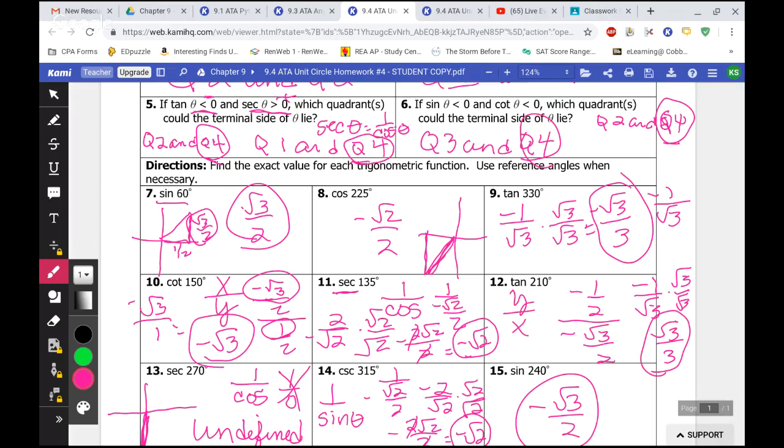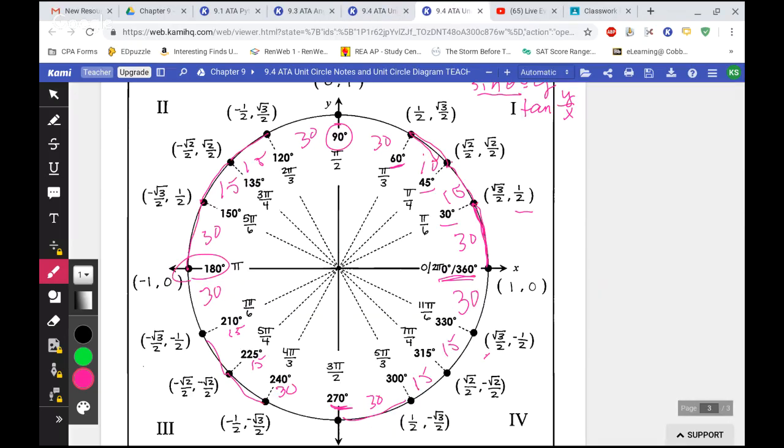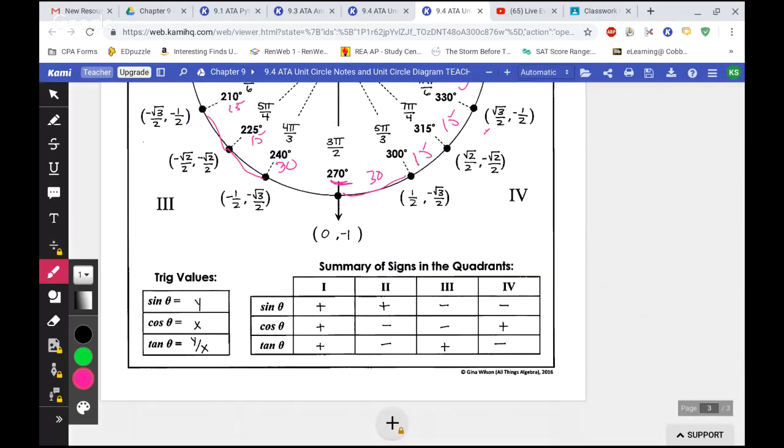So you got sine equals y, cosine equals x, tangent equals y over x. Yep. See, there it is right there. That should be on your unit circle. If you have your unit circle out, yeah, it's on there. Okay. See, trig values at the bottom.